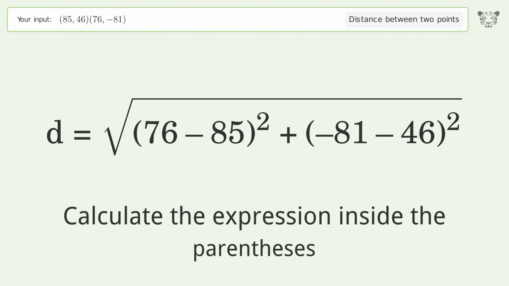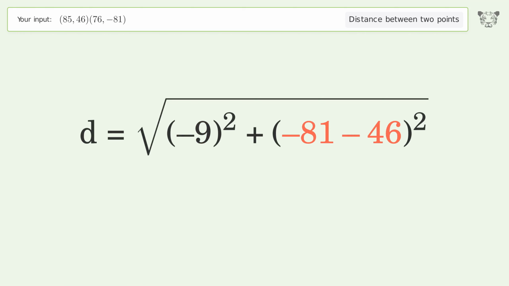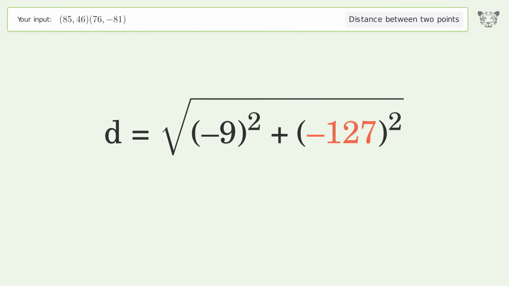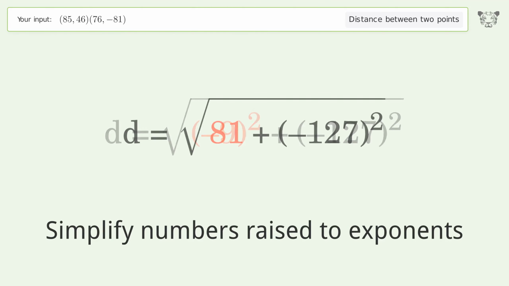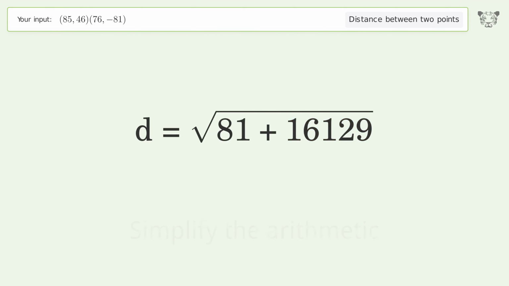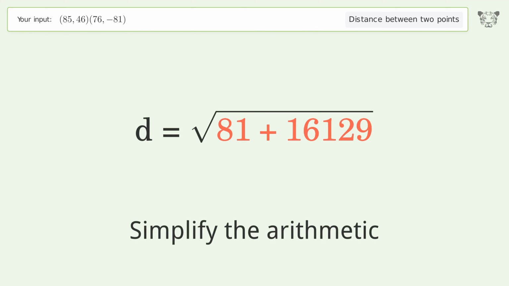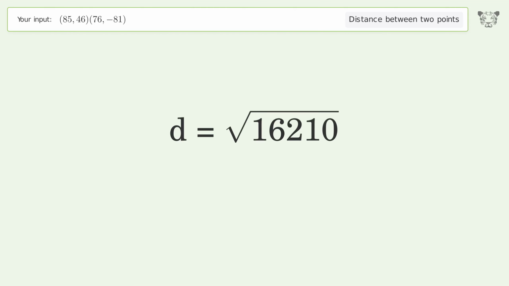Calculate the expression inside the parentheses. Simplify numbers raised to exponents. Simplify the arithmetic. And so the distance between the 2 points is the square root of 16,210 or 127.318.